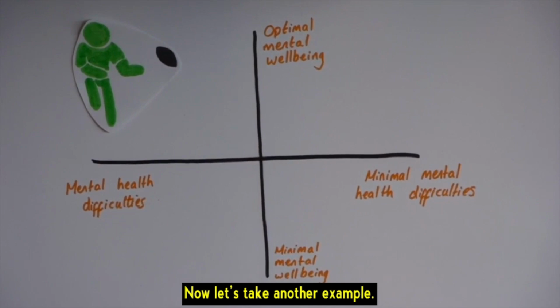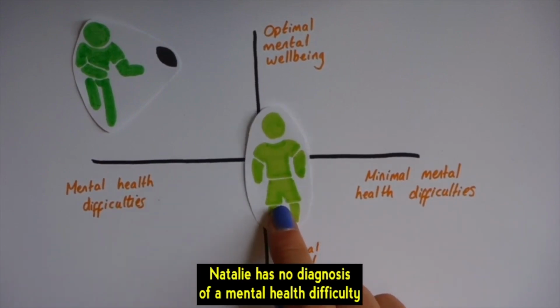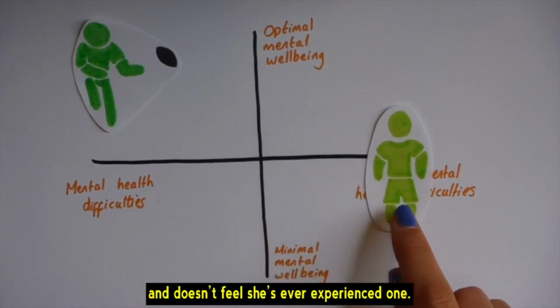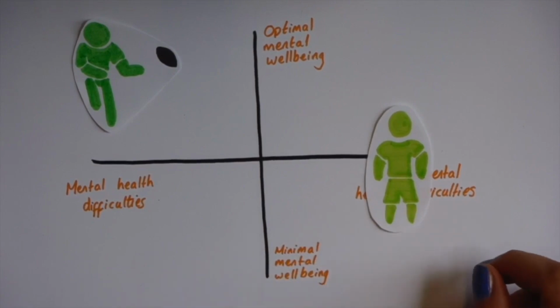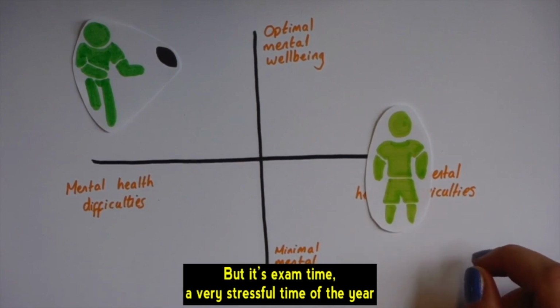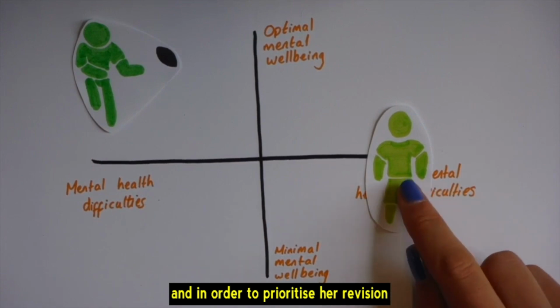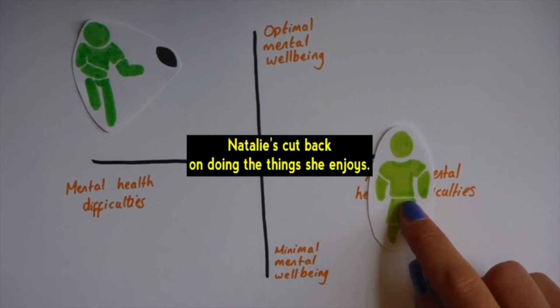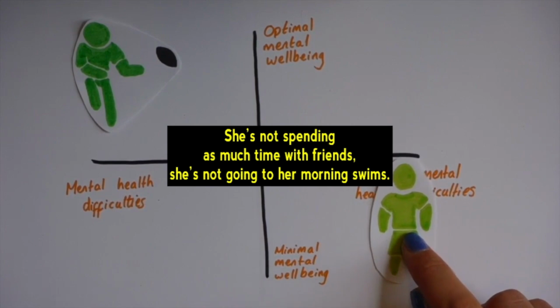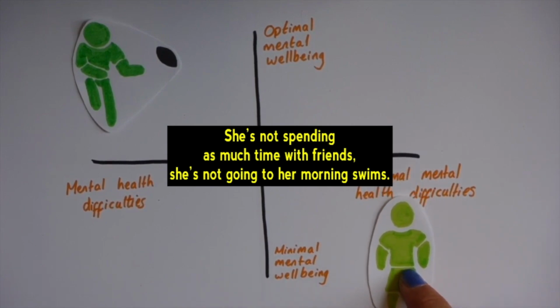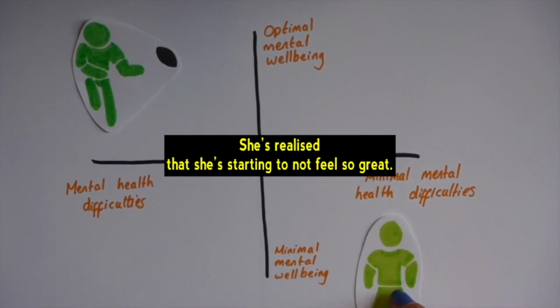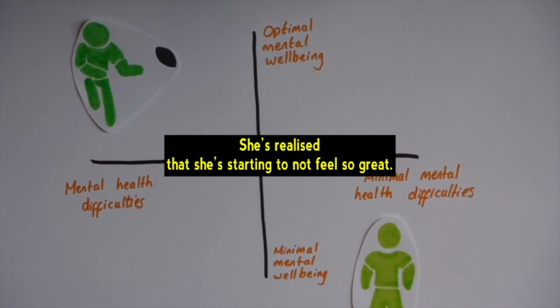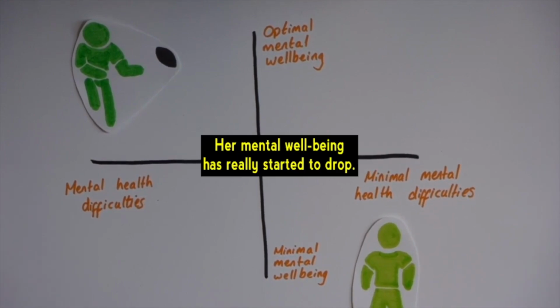Now let's take another example. Natalie has no diagnosis of a mental health difficulty and doesn't feel she's ever experienced one. But it's exam time, a very stressful time of year, and in order to prioritise her revision, Natalie's cut back on doing the things she enjoys. So she's not spending as much time with friends, she's not going for her morning swims, and she's realised that she's starting to not feel so great. Her mental well-being has really started to drop.